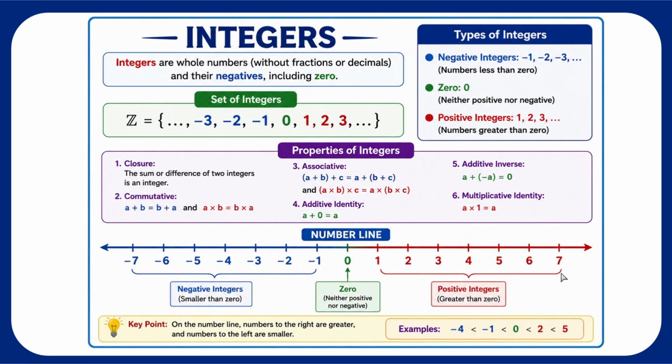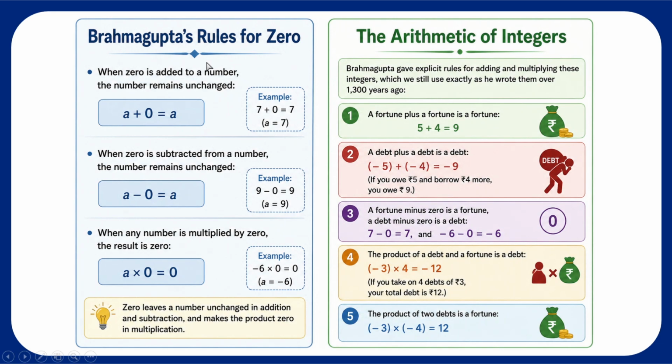Let's look into a few rules stated by Brahmagupta. Brahmagupta's rule of 0: when 0 is added to a number, the number remains unchanged. As you can see in this example, 7 plus 0 is 7. Any number added to 0 will give you the same number. Next rule: when 0 is subtracted from a number, the number remains unchanged. When you subtract 0 from any number, the number is going to remain the same, as in this example, 9 take away 0 is 9. So the number is unchanged.